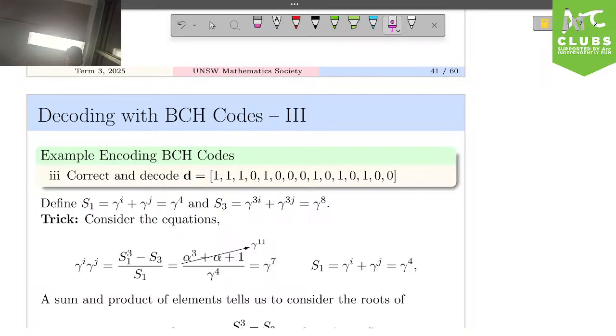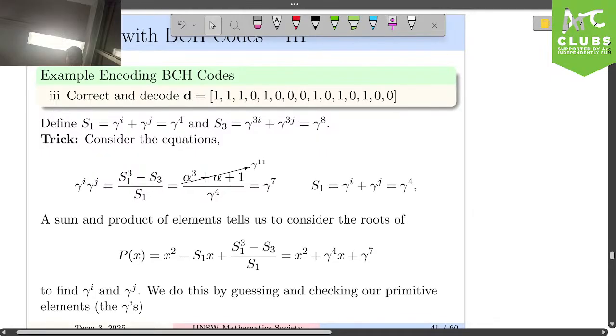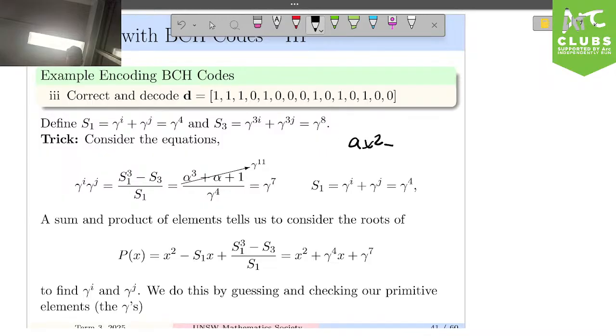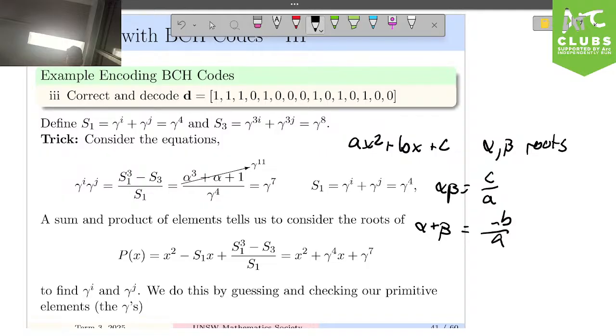Well, we have two elements. The product of the elements is something, and the sum of the elements is something else. How can we find out what those two things are, the i's and the j's? It turns out something really nice from high school is that we can use Vieta's theorem. We can construct this polynomial. For ax squared plus bx plus c, if alpha and beta are roots, then alpha times beta is equal to c divided by a, and alpha plus beta is equal to negative b divided by a. And so what we have is, well, this looks like this, and this looks like this.